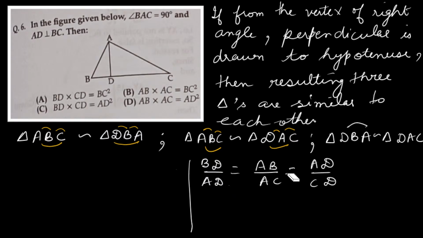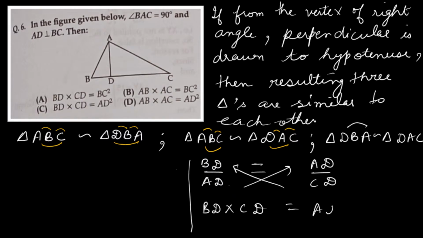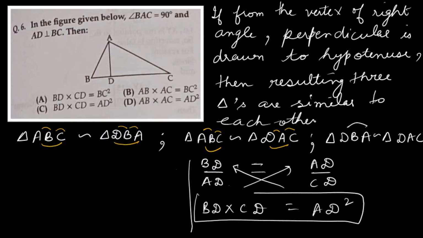So the middle one I don't need. First one and third one I use because I need AD square. If I do cross multiplication, BD into CD equals AD square, since AD into AD is AD square. Yes, so this is the answer we will get. So this is C option.